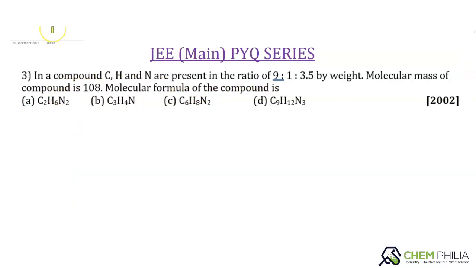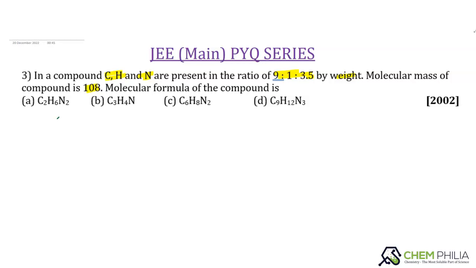And the next question is, in a compound, carbon, hydrogen and nitrogen are present in the ratio of 9:1:3.5 by weight. So basically it's the ratio of mass. Molecular mass of the compound is 108. Molecular formula will be what? So this is the question. This is a simple question from the concept of empirical formula and molecular formula. So let's see how it can be solved.